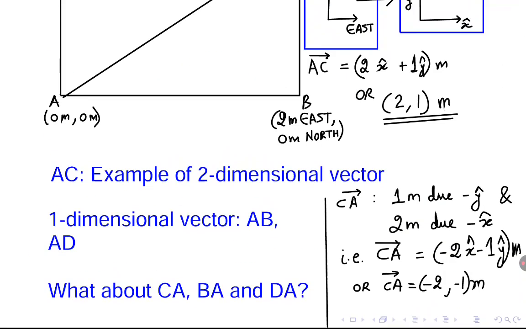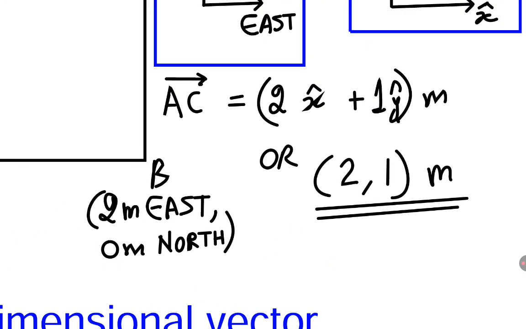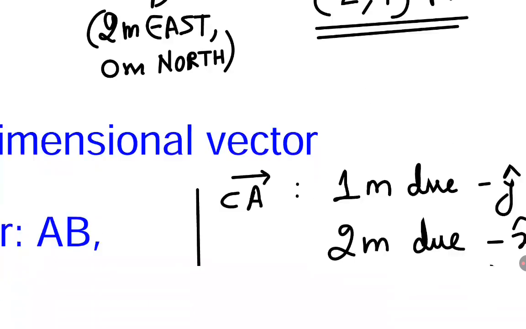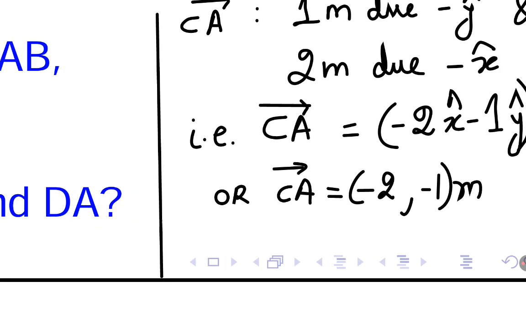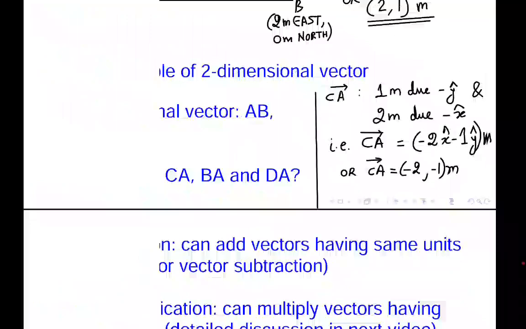So for example, if we talk about the vector AC and we talk about 2 comma 1 meters inside brackets, these 2 and 1 are the two components of the vector AC. Similarly for CA vector, minus 2 comma minus 1 are the two components of the CA vector.